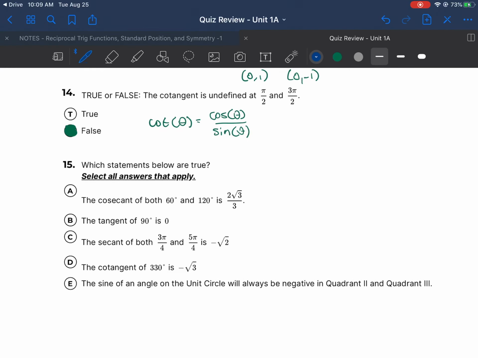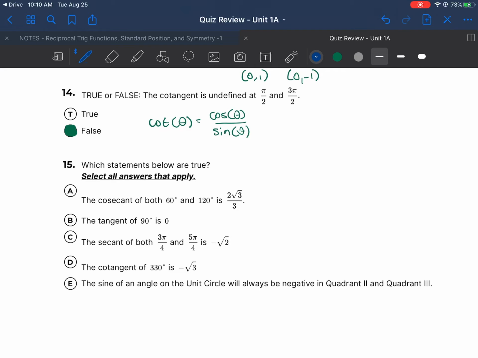All right, and then lastly, last problem on this review, which statements below are true? Select all that apply. We're going to go through each one of these, okay? So statement A, the secant of both 60 degrees and 120 degrees is 2 root 3 over 3. Or sorry, the cosecant rather.